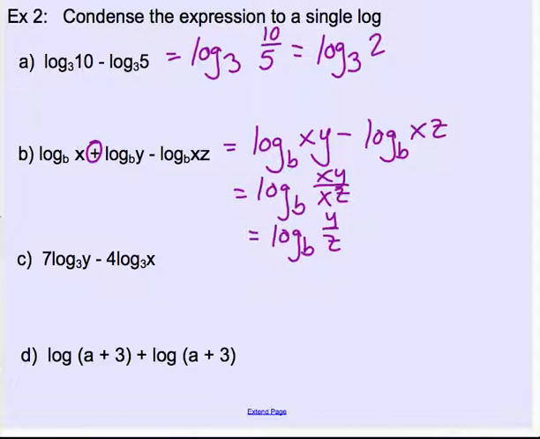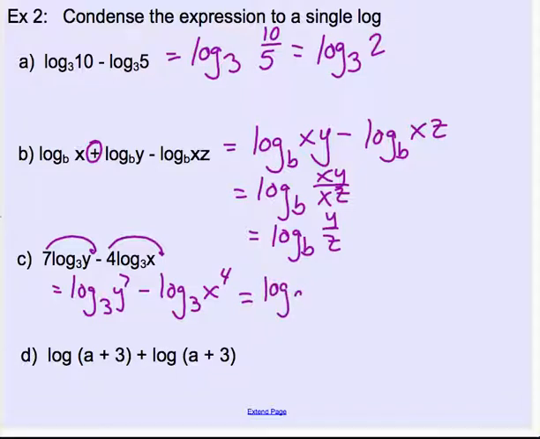Third example, we've got power rules. When we've got a coefficient in front of our log, we can flip it back and make it a power on what we're taking the log of. Order of operations, multiplication comes before subtraction, so I will undo my power rule before I undo that subtraction and condense it to a single log. So I'm getting log base 3 of y to the 7th minus log base 3 of x to the 4th, and then that subtraction condenses to division. So log base 3 of y to the 7th divided by x to the 4th.